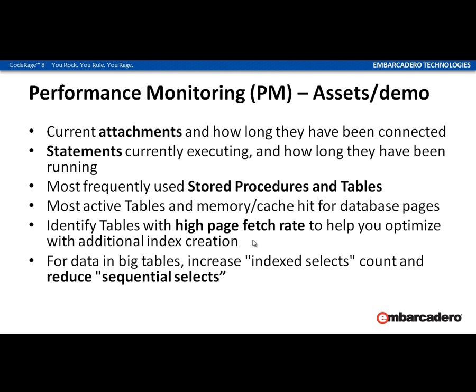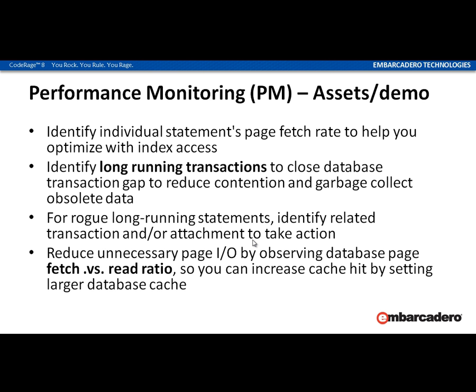Which tables are most active and impact the database cache by loading a lot of pages from disk. And for really big tables where your queries can be optimized to have proper indexing on them, you can look at sequential selects versus index selects and reduce the sequential selects, which are essentially natural scans on the tables. You can also look at statements and individual statements, how many pages they fetched from the database.